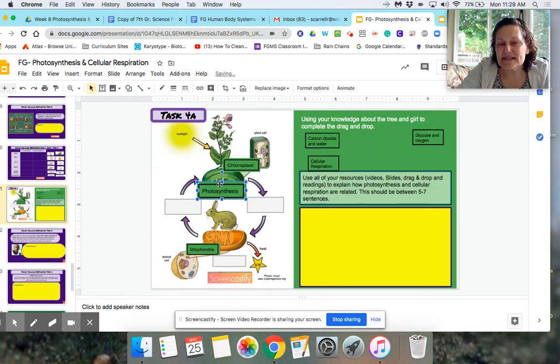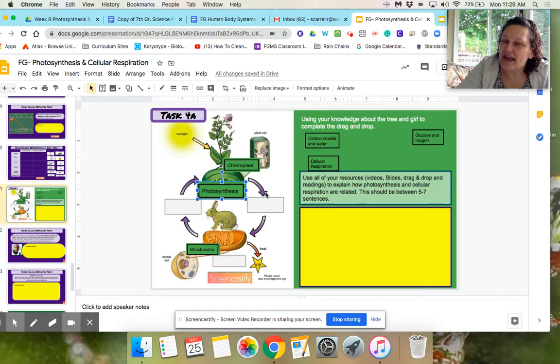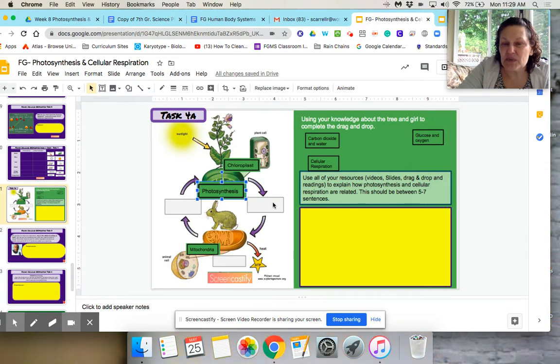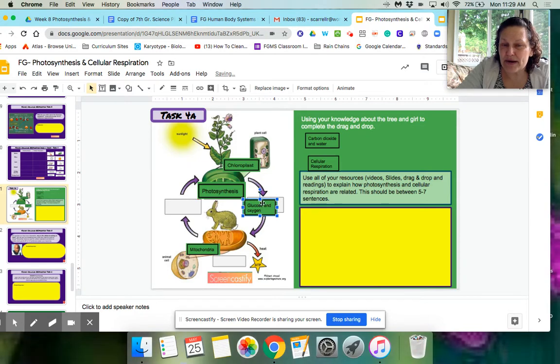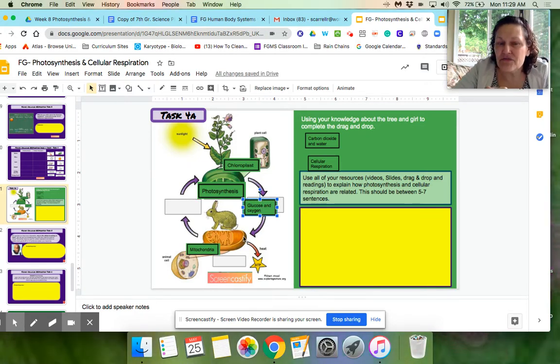And what does the process give off? The arrow is leaving, so what gets sent out? Glucose is being made and water is being released. Those are what's getting made, the products of that process. And so what's going on here? Well, this is all cellular respiration.